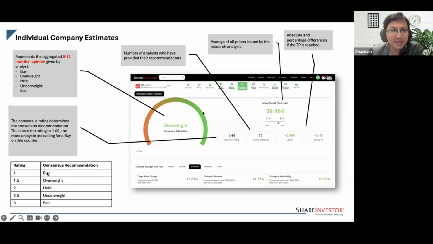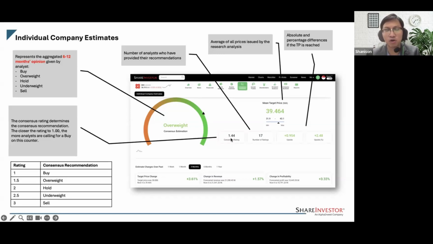So if it's a buy, the corresponding rating is 1. If it's sell, the corresponding rating is 3. Overweight is 1.5, hold is in the middle, which is 2, and underweight is 2.5. So with all these numbers, if you give me 3 research analyst ratings, we are able to calculate the average. So this is what we mean by the consensus rating in number terms.